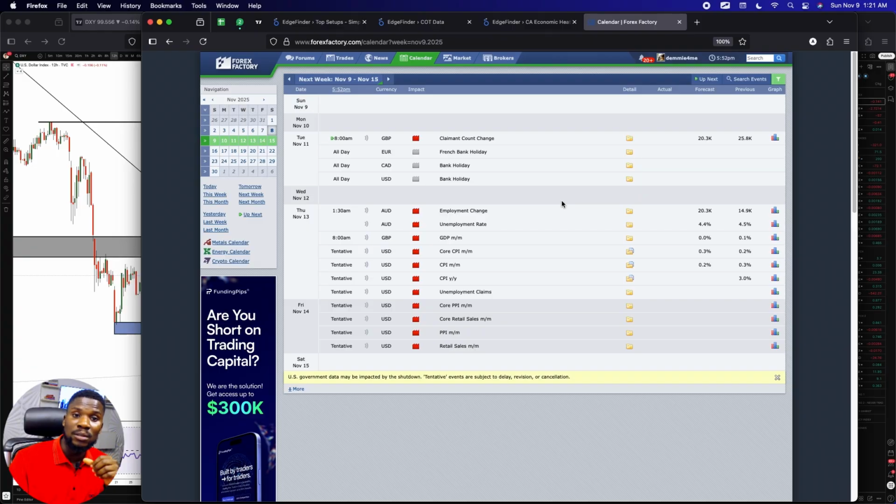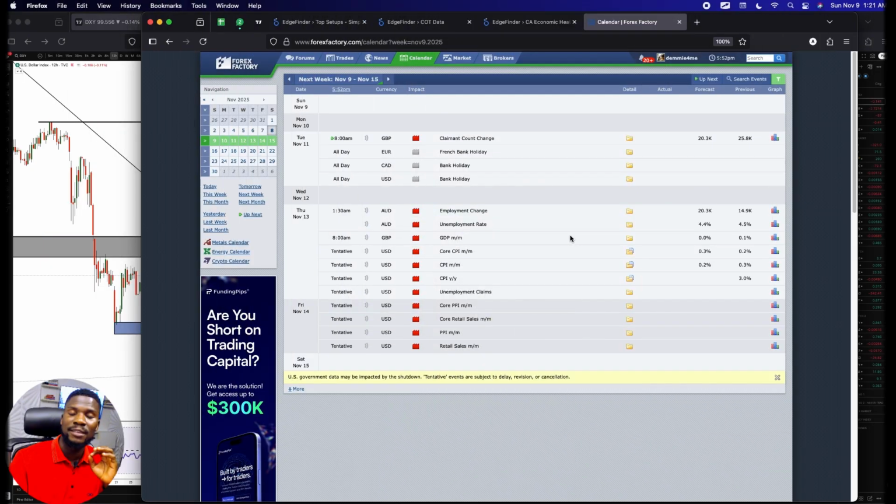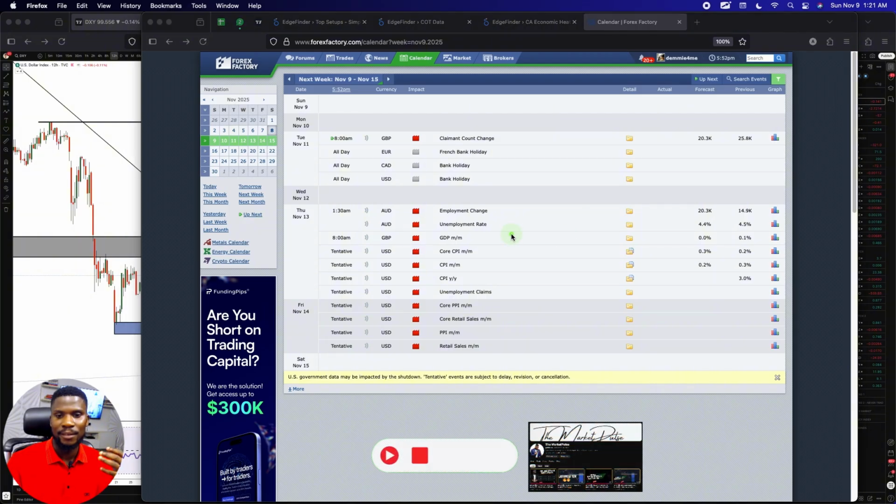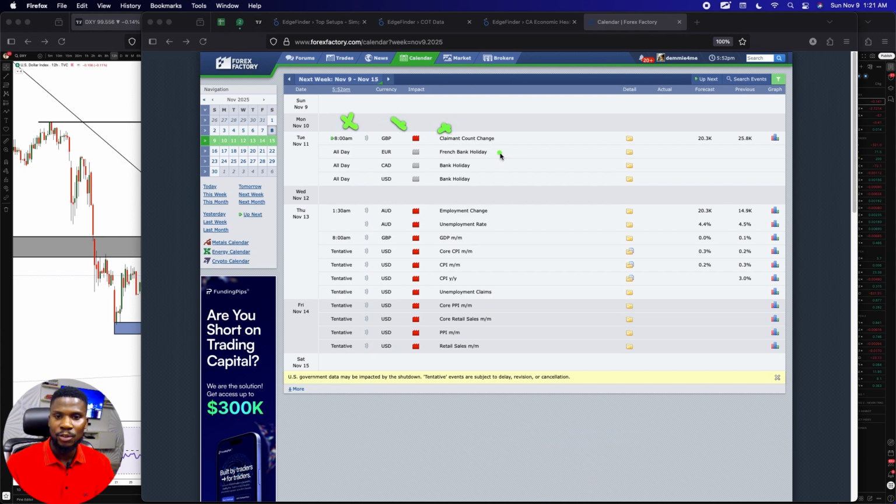Now, taking a look at the data we have next week, you will see that we have very flat data coming. Number one, on Monday, we have little to no high impact data. On Tuesday, the majority of the banks are on holiday. We have bank holiday in the United States, in Canada, and as a matter of fact, in France as well.